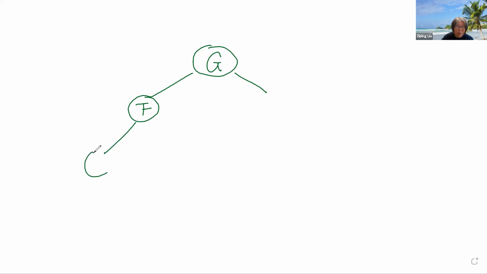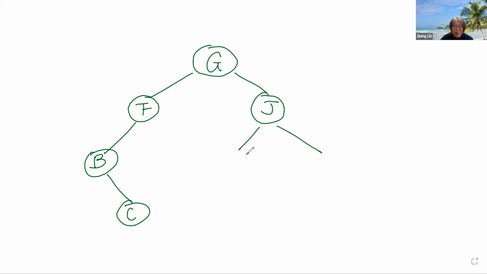So let's take an example to see how we balance. We have a simple binary search tree that looks something like this. Suppose I have G, then I have node F, then node B, and then node C. Then I have node J, then node I, and node P. So we know this is a binary search tree.